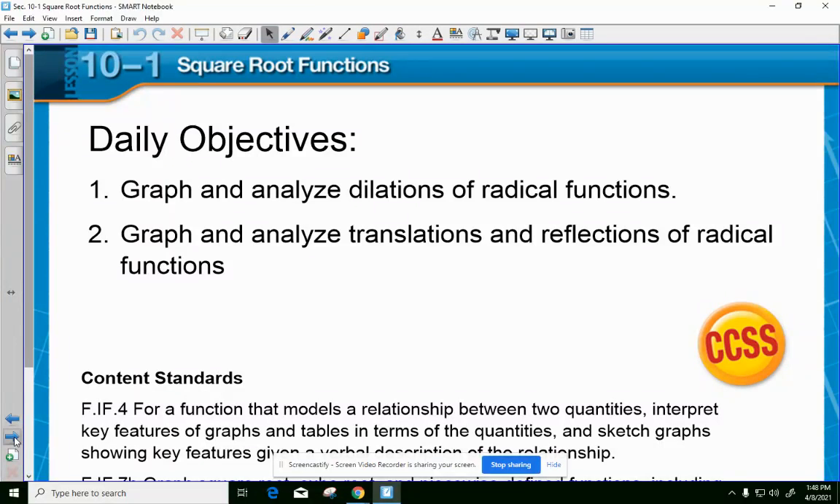And so we get in then to those translations and reflections, right? A reflection is simply a what? What's the third grade word for a reflection?